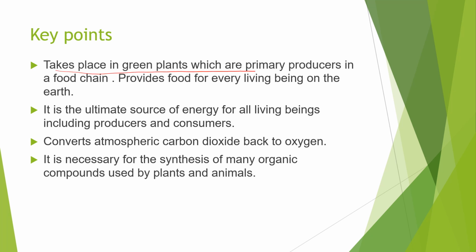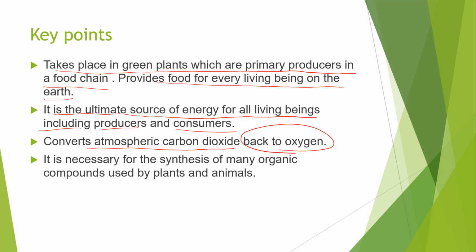Photosynthesis takes place in green plants, which are primary producers in the food chain, provides food for every living being on earth, and it is the ultimate source of energy for all living beings, including producers and consumers. So photosynthesis is very important. It is the ultimate source of energy for all living beings, including producers as well as us consumers. It converts atmospheric carbon dioxide back to oxygen, which is necessary for all living organisms. It is also necessary for the synthesis of many organic compounds used by plants as well as animals.